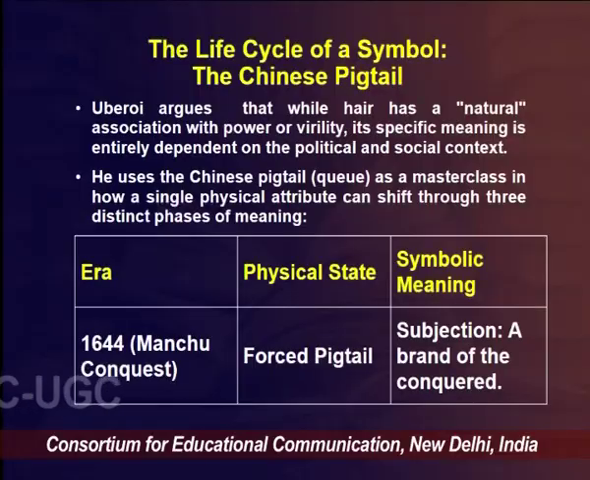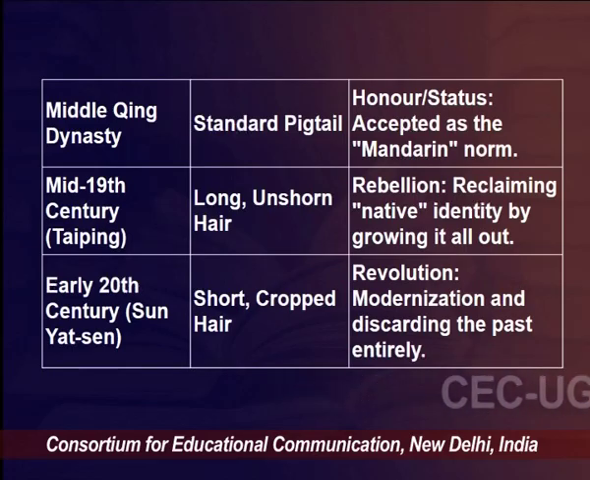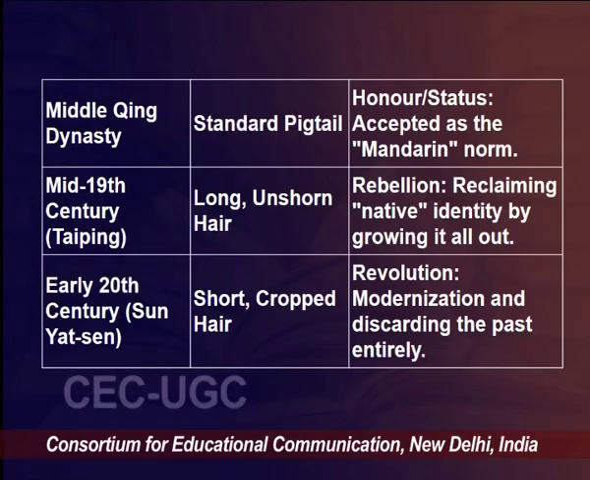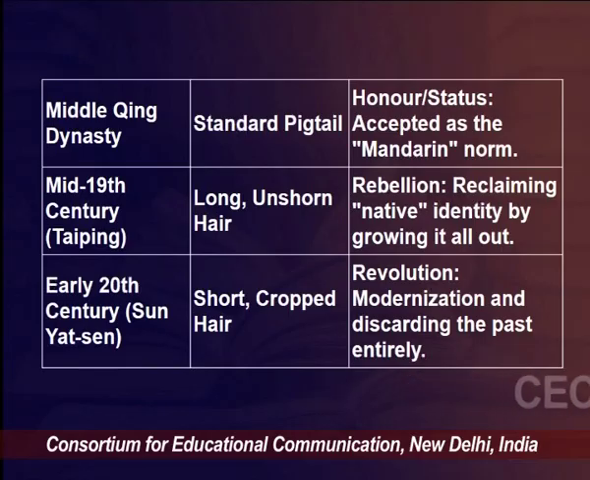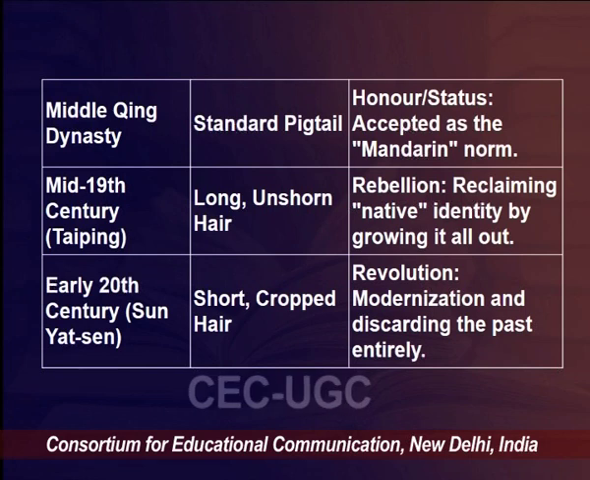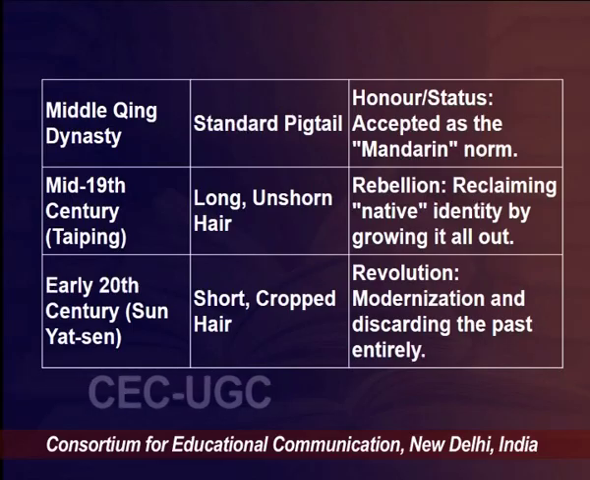So the first period was 1644, the Manchu conquest, where the physical state was forced pigtail, and the symbolic meaning was subjection, a brand of the conquered. Then we move to the middle Qing dynasty, where the physical form was standard pigtail and the symbolic meaning was honor and status, accepted as the Mandarin norm. The third stage was mid 19th century Taiping, where the physical form was long unshorn hair and the symbolic meaning was rebellion, reclaiming native identity by growing it all out.